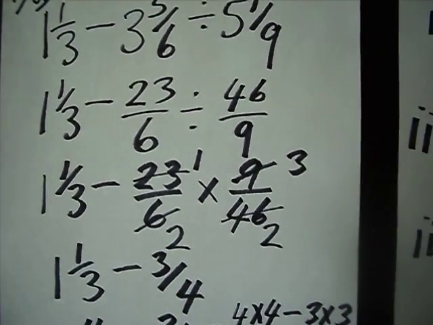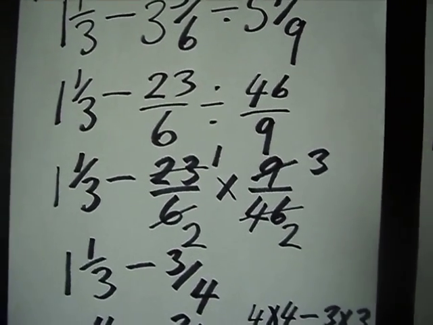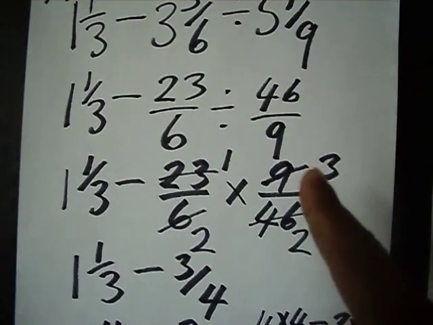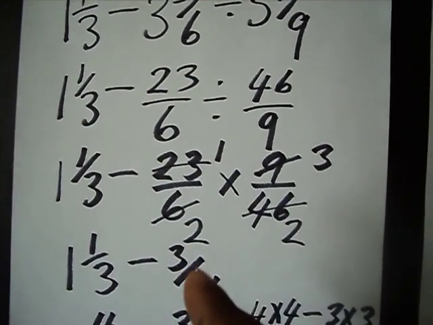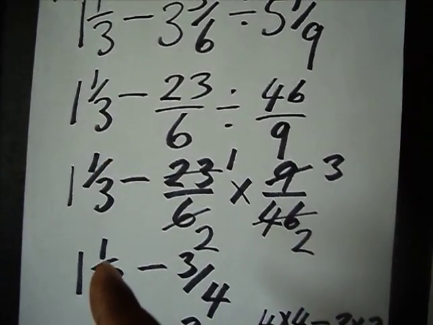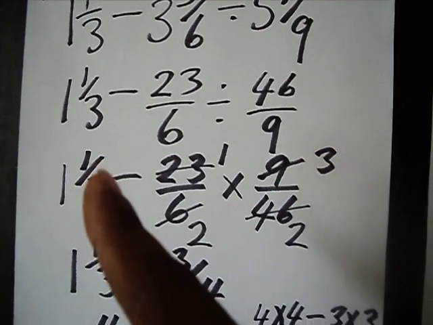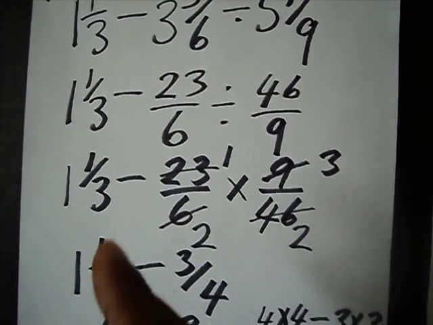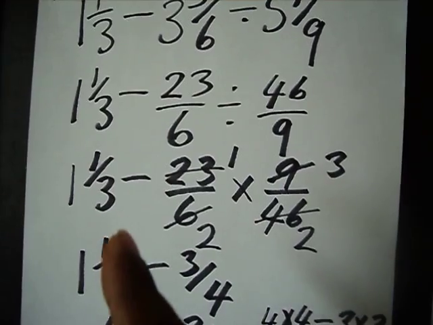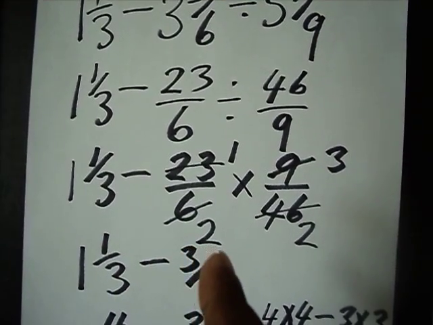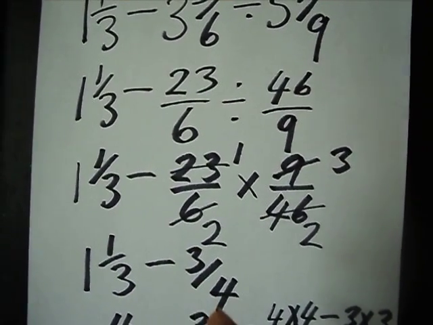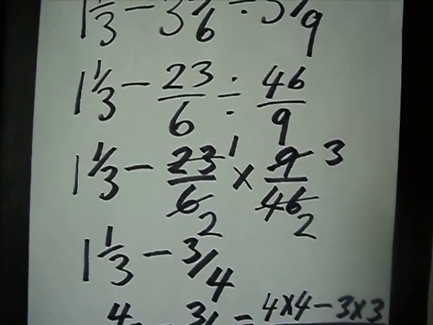Alright, so that's what we have done. 1 times 3 is 3. 2 times 2 is 4. And you bring down this. You don't work this as yet. So you now have 1 and 1/3 minus 3/4. Alright, and now we are going to subtract.